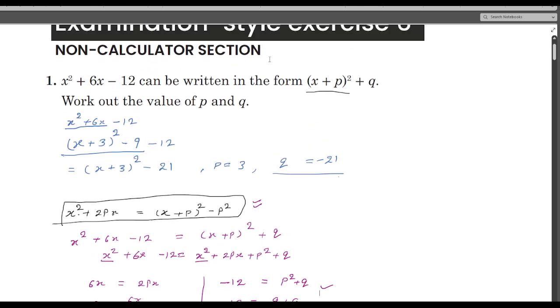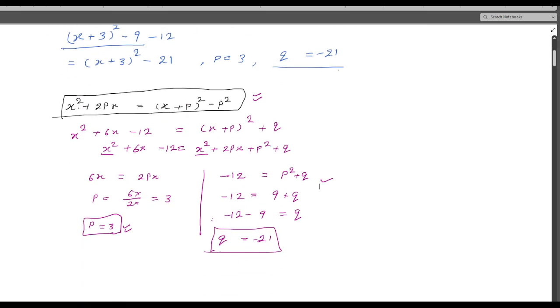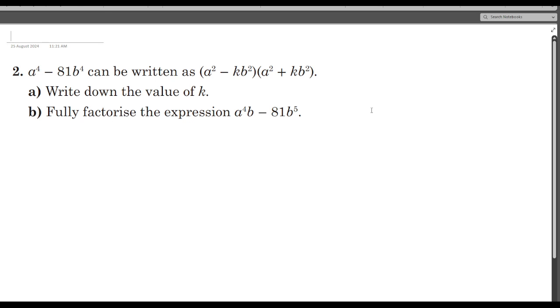There is one more method, but let us not discuss. 2 methods are enough. Okay, now question number 2. a power 4 minus 81 b power 4 can be written as a square minus kb square into a square plus kb square. Write down the value of k.